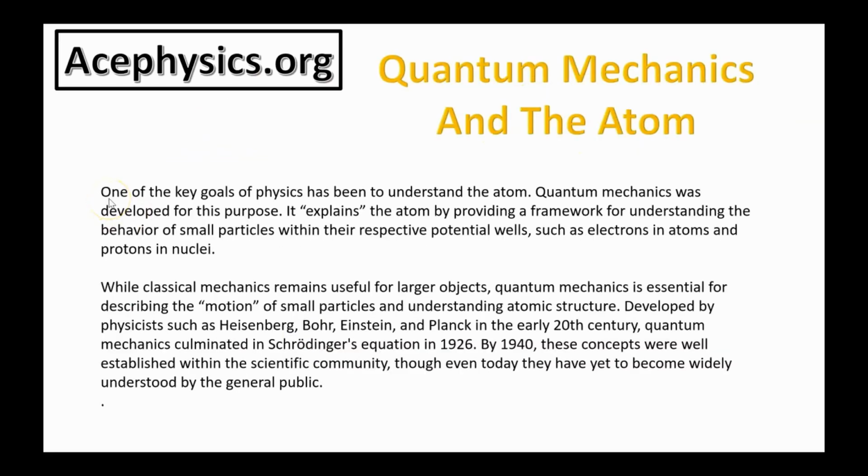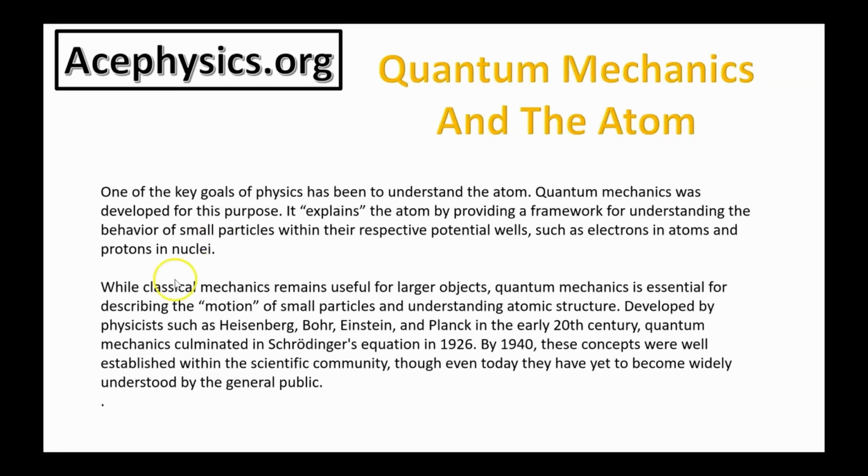This is amazing. One of the key goals of physics has been to understand the atom. Quantum mechanics was developed for this purpose. It explains the atom by providing a framework for understanding the behavior of small particles within their respective potential wells, such as electrons in atoms and protons in nuclei. While classical mechanics remains useful for larger objects, quantum mechanics is essential for describing the motion of small particles and understanding atomic structure. Developed by physicists such as Heisenberg, Bohr, Einstein, and Planck in the early 20th century, quantum mechanics culminated in the Schrödinger equation in 1926. By 1940, these concepts were well established within the scientific community, though even today they have yet to become widely understood by the general public.